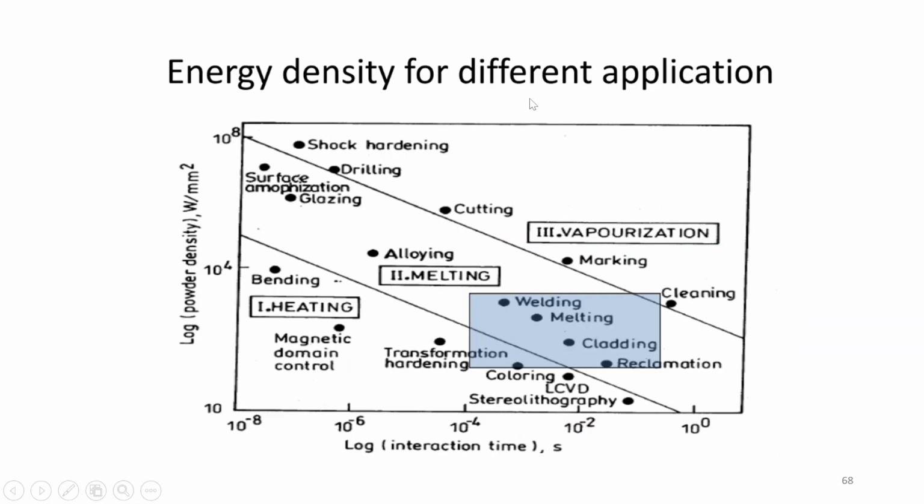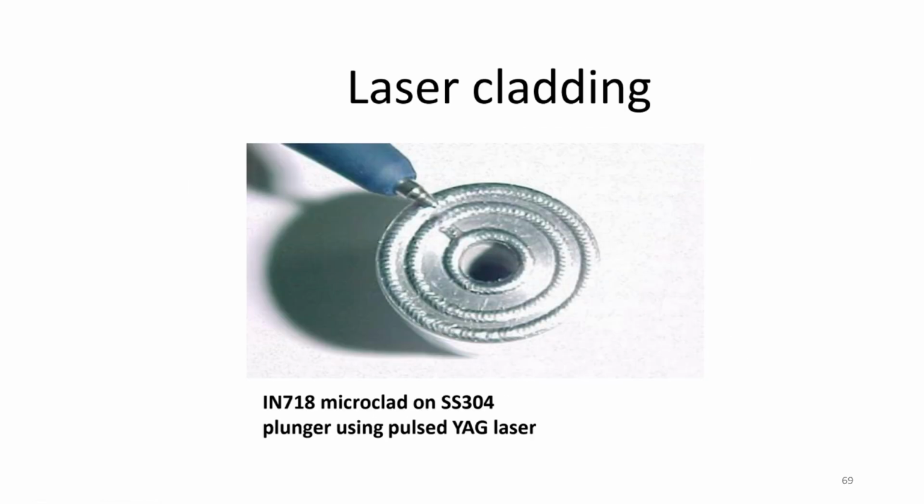Now energy density for different applications. Here you have log interaction time and log power density. Based on these, there are three types of processes: heating, melting, and vaporization. Another process is laser cladding, and it is shown for a particular laser. This is IN718 microclad on SS304 with the plunger using pulsed laser.